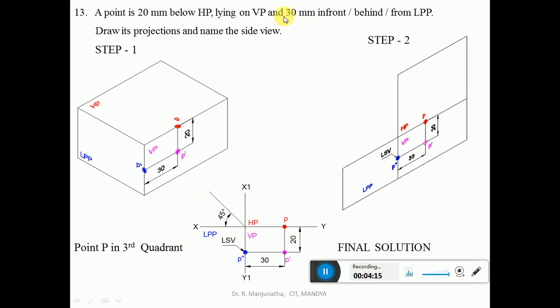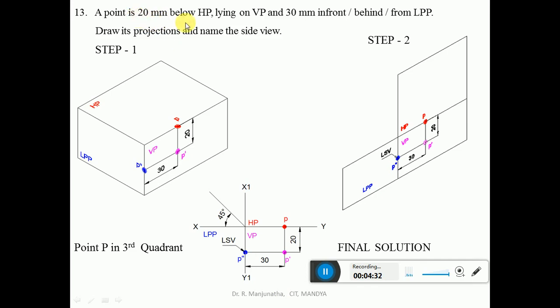First is the distance with respect to the profile plane, which is 30 mm behind LPP, seen in both HP and VP. So from HP you measure 30 mm and mark it, and again from the X1Y1 line in VP you mark 30 mm and draw a vertical projector.